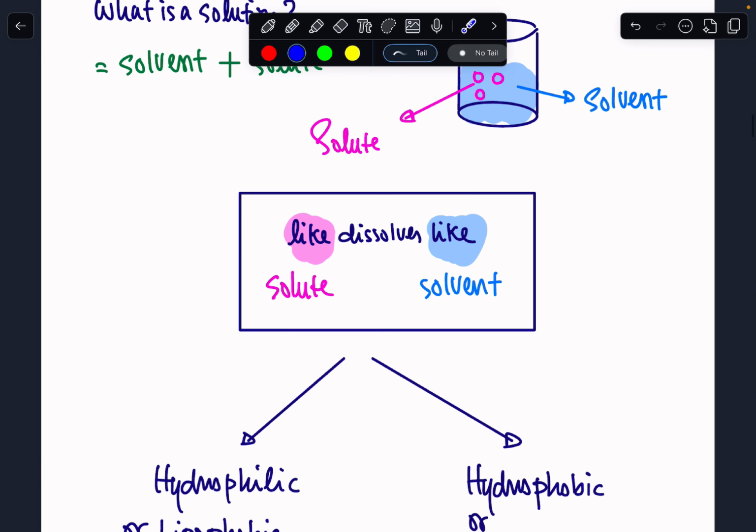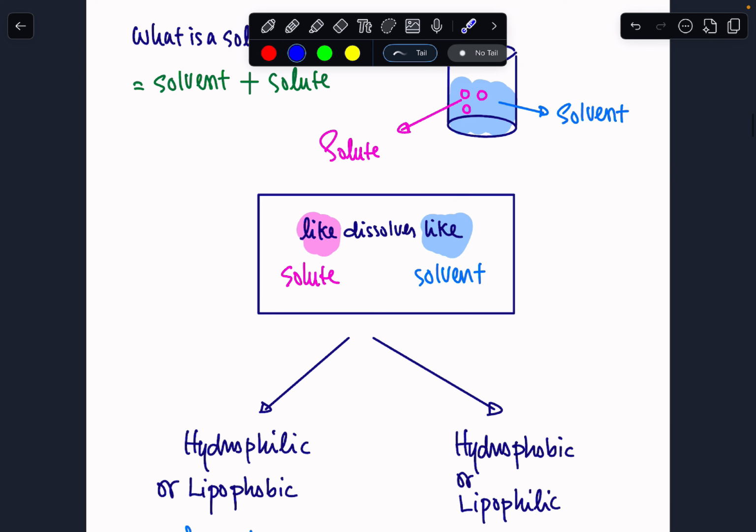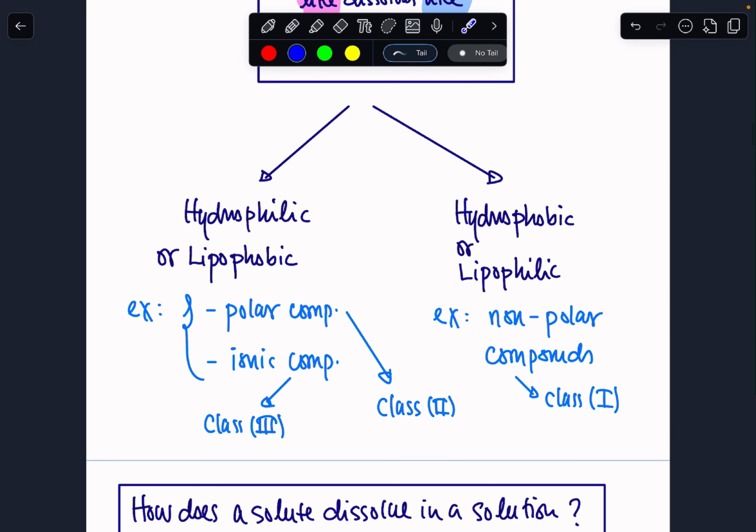The other important notion to keep in mind is that every time you dissolve a solute into a solvent, you have to follow the notion of "like dissolves like." Really, what this means is that if your solute is to dissolve in your solvent, they have to be alike. Now, what does alike mean, or how do we group these compounds?